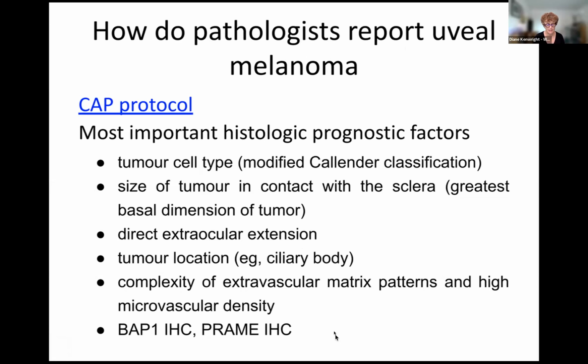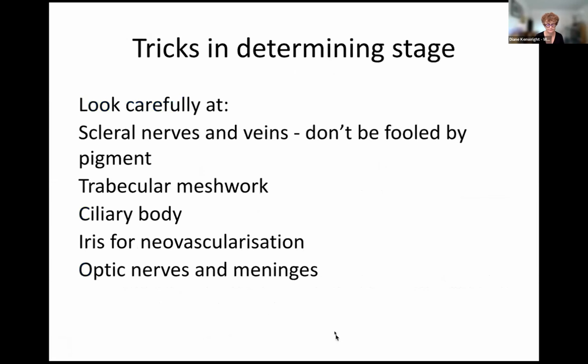All right. So some of them are really obvious, but people are always worried about these extravascular matrix patterns. When you're looking at pictures, always look very, very carefully at the scleral nerves and veins. And remember that macrophages will pick up pigment, okay? And they will transfer it parallel to the nerves and the veins. So you've got to look for the abnormal nuclei to actually determine whether or not it's invasive.